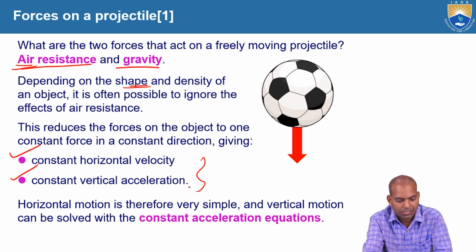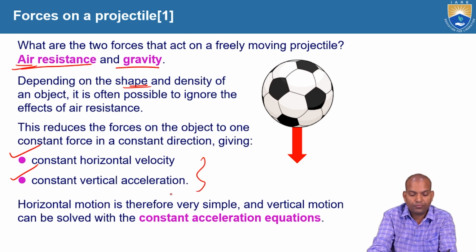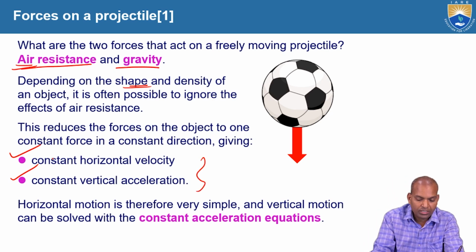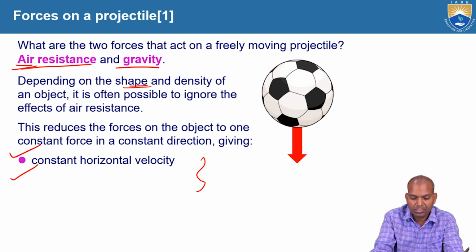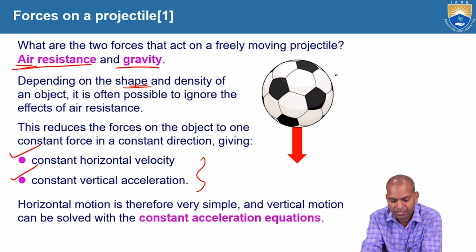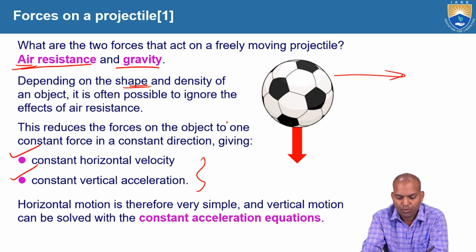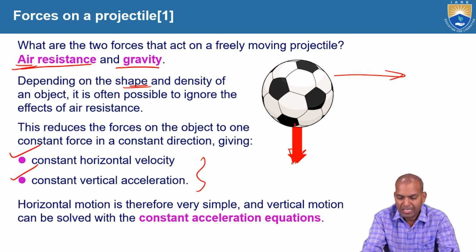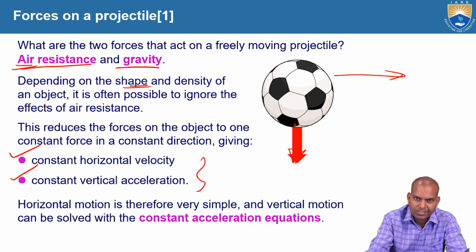These are the forces that reduce the forces on the object to one constant force in a constant direction. The constant direction is towards the right or towards the left. But the main forces that act are two: one is air resistance, and another one is gravity force. This air resistance force is negligible in comparison to the gravitational force.